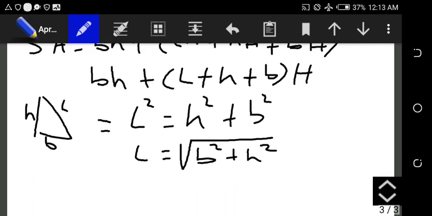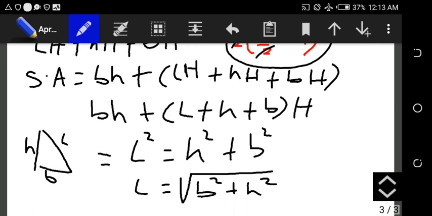So this is it for this video. In the next video, we'll round off with the remaining solid shapes before we go into the problem solving that involves those shapes.